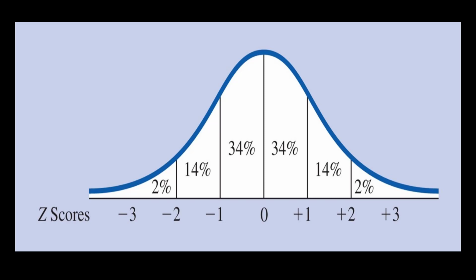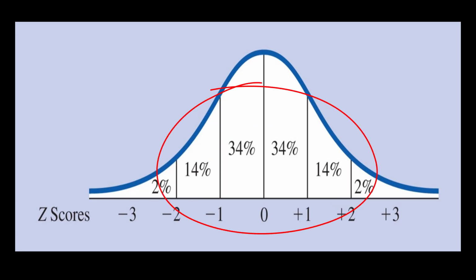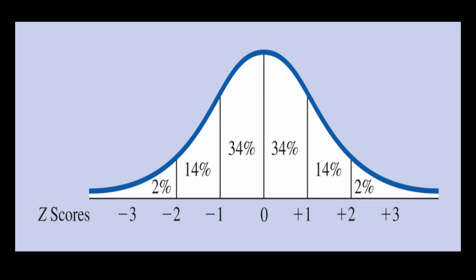Remember, the z-score is the number of standard deviations away from the mean. So if we were to look at one standard deviation either above or below the mean, one standard deviation in the positive direction, one standard deviation in the negative direction, about 68% of our data is going to fall within that range. If we were to look at plus or minus 2 standard deviations, 96% of our data is going to fall within 2 standard deviations of the mean.